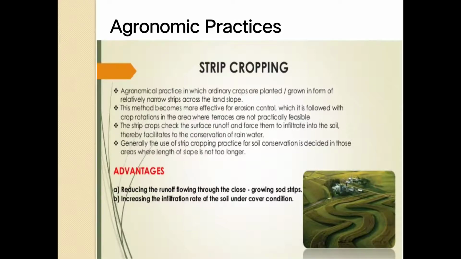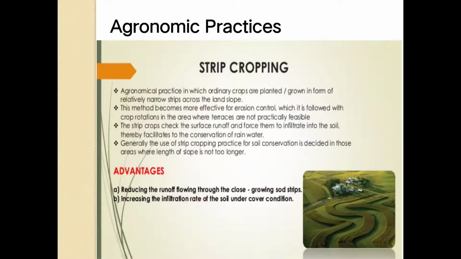This method becomes more effective for erosion control, when followed with crop rotation, in areas where terraces are not practically feasible. Particularly the strip cropping method is mostly effective in erosion control, followed mostly with crop rotation in areas where the different types of terraces are not practically feasible.